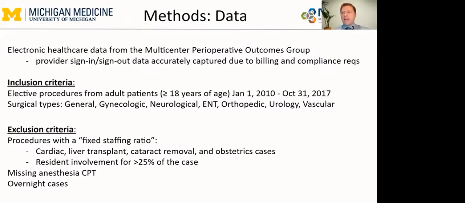We excluded cases covering fixed staffing ratios, including cardiac cases, liver transplant, cataracts, obstetric cases, and those with residents signed into greater than 25% of the case. Cases missing anesthesiology CPT codes, and overnight cases were also excluded.